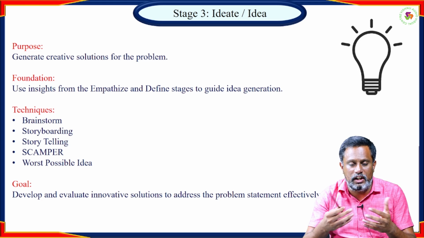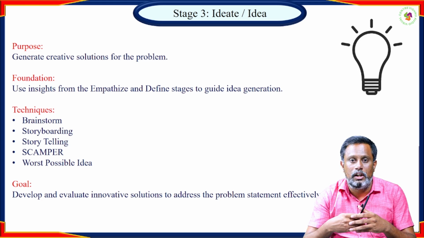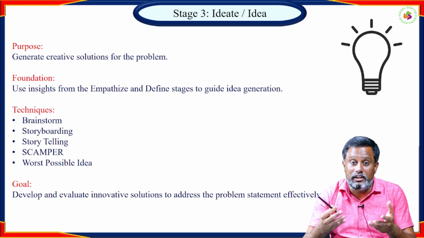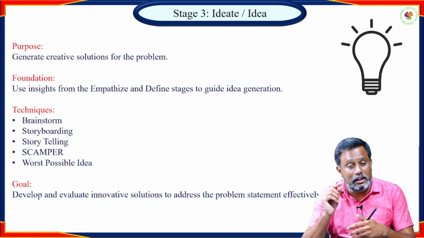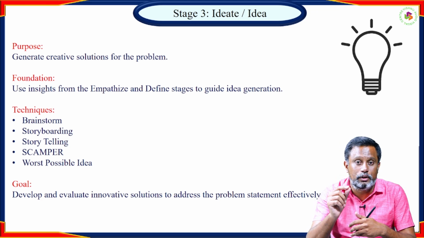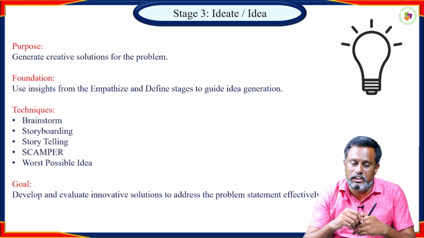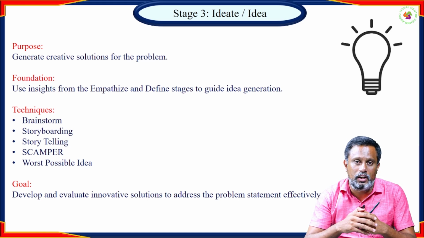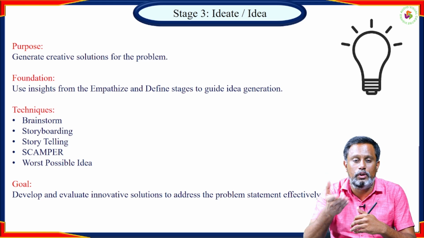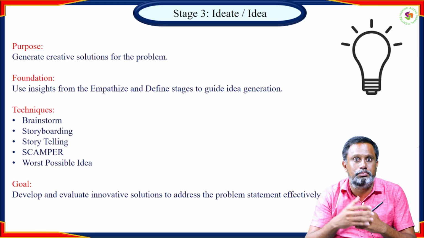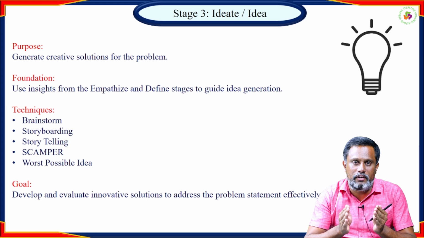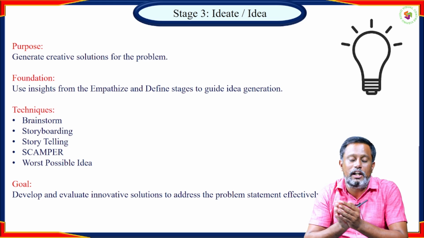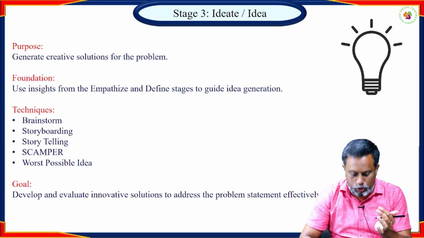We have different methods to bring innovative ideas: brainstorming, storytelling, storyboards, mind maps, even the worst ideas. What, worst ideas? Yes, of course. Sometimes the worst idea gives an innovative solution. That is why it is also one of the methods: we bring the worst solutions for the problem, and sometimes that works. These innovative solutions we give to the next stage, which we call prototype.